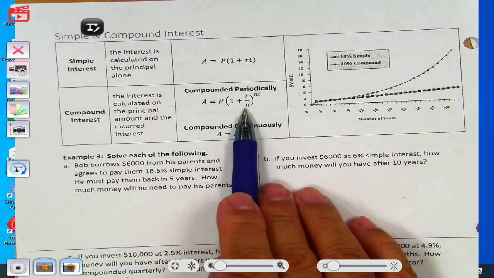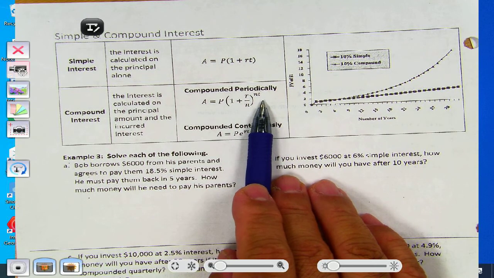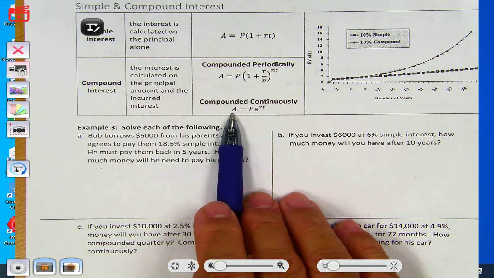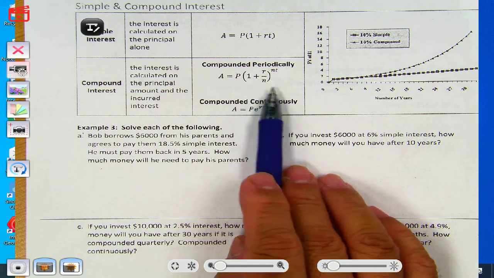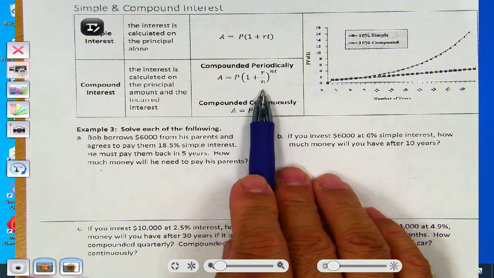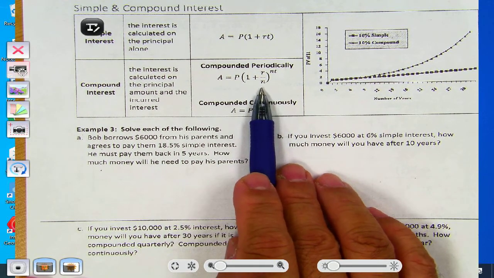And that N is how often per year. T is the number of years. What was R? R is the interest rate. Let's say you have a savings account that earns 2% yearly. Wait, N is what? N is the number of times per year. N is the frequency per year.